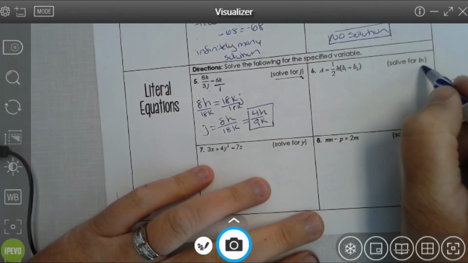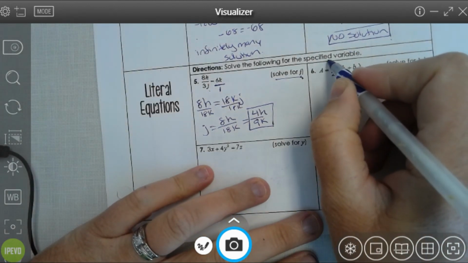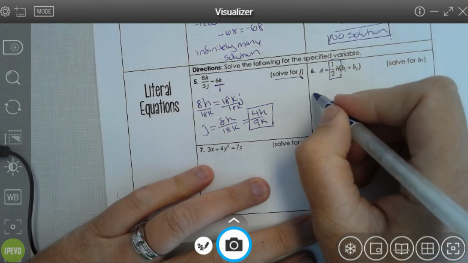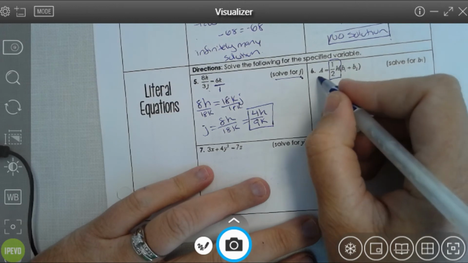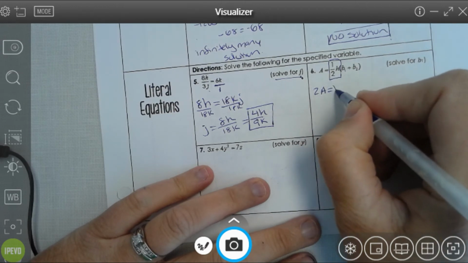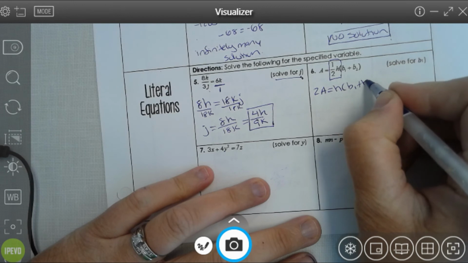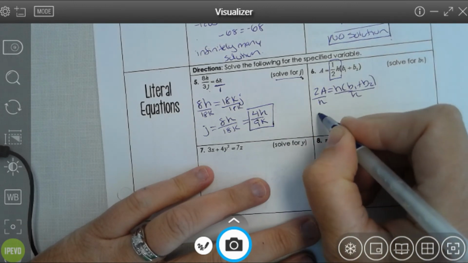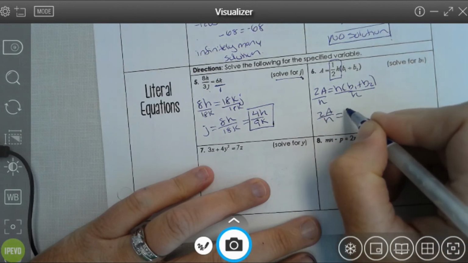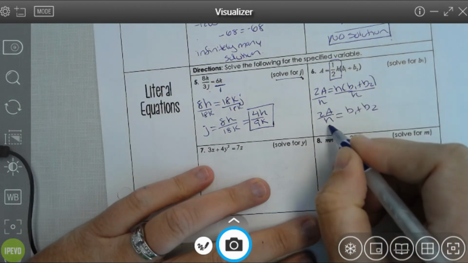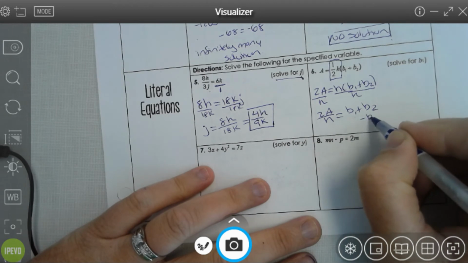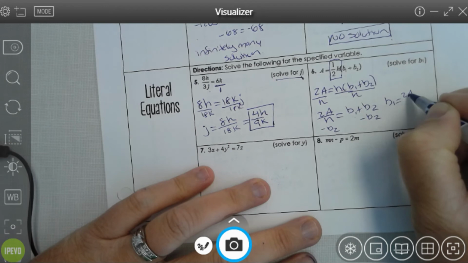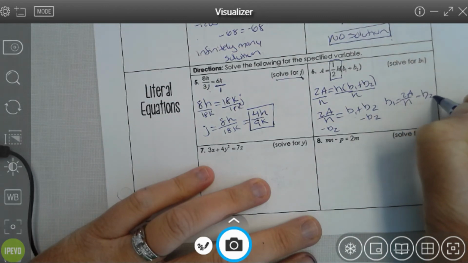All right, here we're trying to solve for B1 right here. So the first thing I see is that I have a half and the h on the outside. So first I'll multiply the 2 over. So instead of dividing by half, remember you multiply by 2. And then I'm going to divide both sides by h. So I have 2a over h. And now the last step to get B1 by itself is to subtract it over. So B1 would equal 2a over h minus the B2 term.